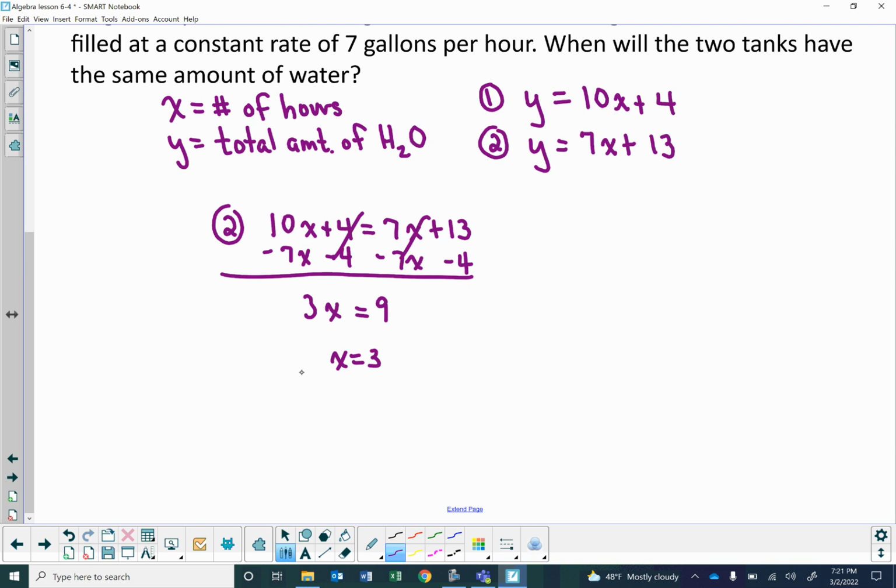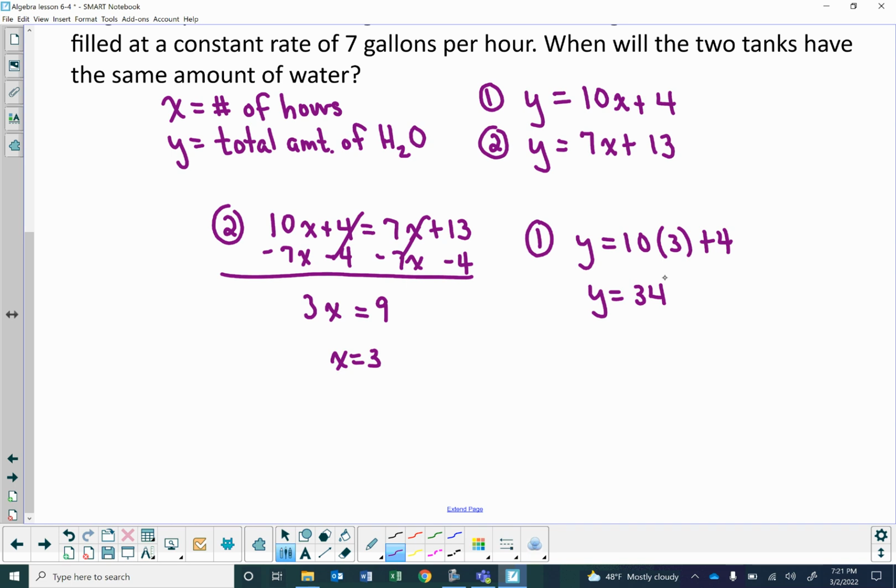It seems like a reasonable answer, but how much water are they going to have in the tank? So let's put that into equation number 1. So y equals 10 times 3 plus 4. So y is going to equal 34. So in 3 hours, both tanks will have 34 gallons.